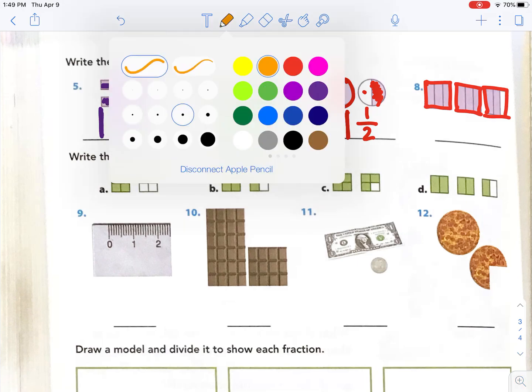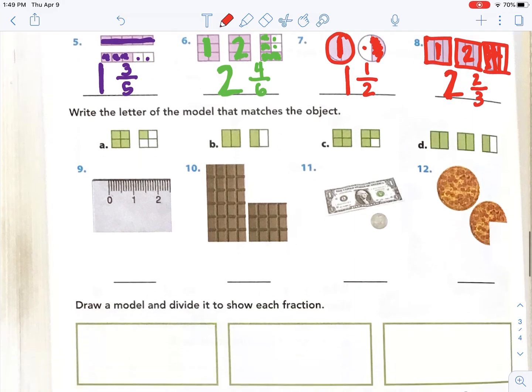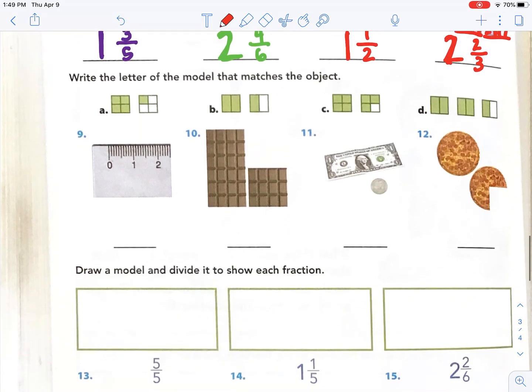Okay, let's look at number 8. Here we go. Go back to red. 1, 2 wholes. Write your number 2 really big, but neat. And then let's look at our last one. 1, 2, 3 parts. And 2 that are shaded. 2 and 2/3. Excellent.